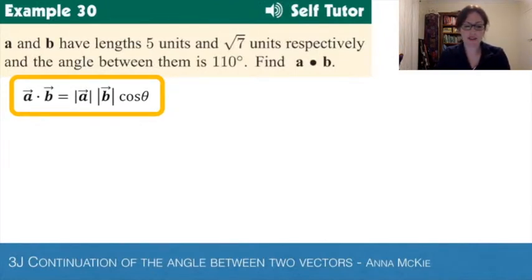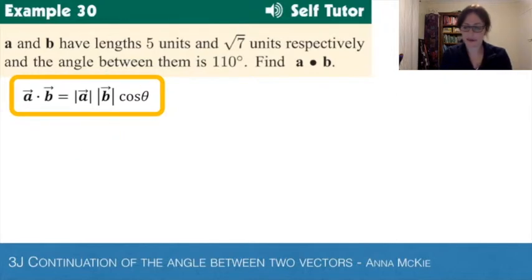So if we're told that vectors A and B have lengths of 5 units and root 7 units respectively, and the angle between them is 110 degrees, and we have to find the dot product or the scalar product A·B, let's just practice it using the formula here.